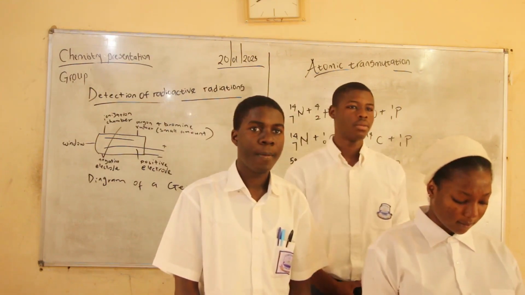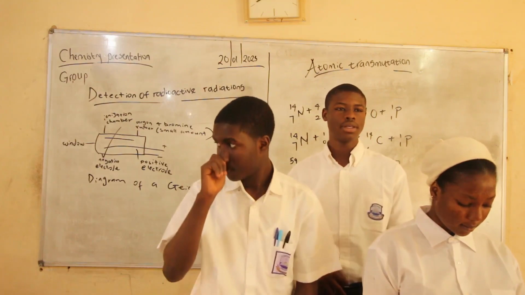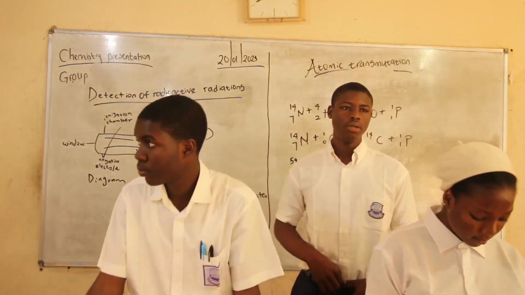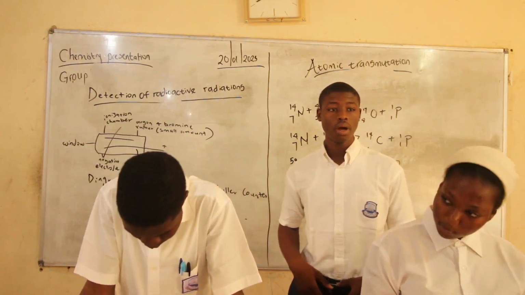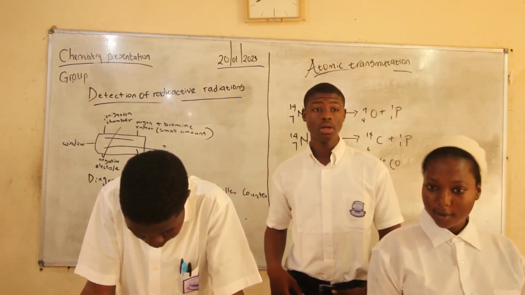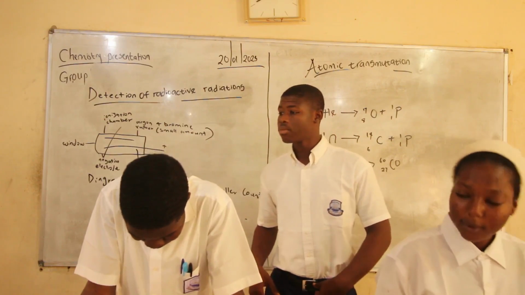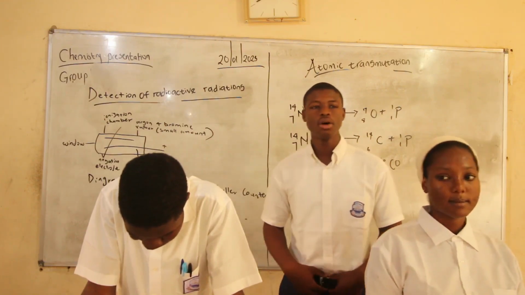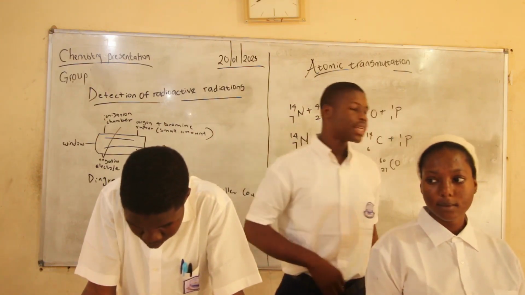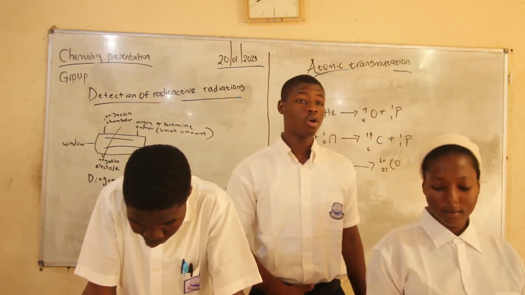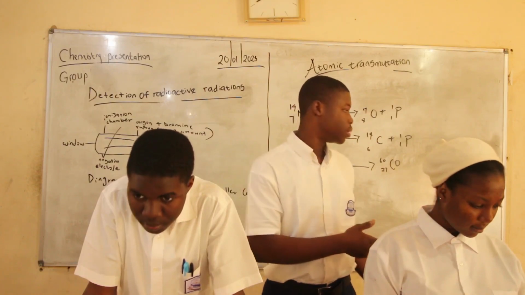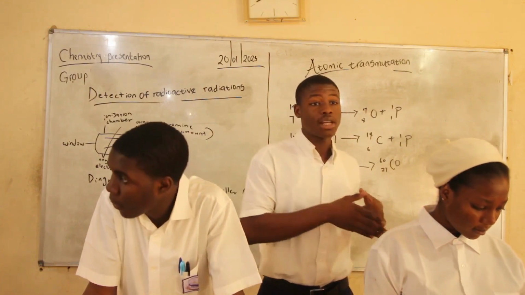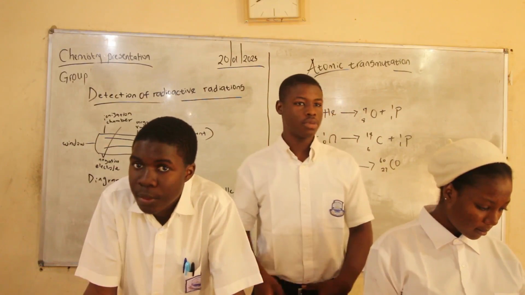You talked about atomic transmutation. So this atomic transmutation is used to produce what? Atomic transmutation really depends on what you want to produce. Light elements produce completely new different elements, and heavy elements and heavy isotopes produce an isotope of the original element.